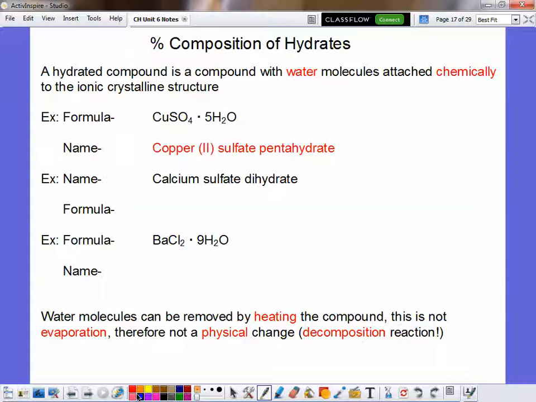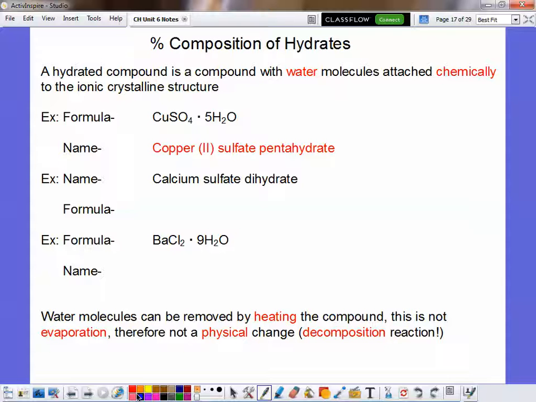So a hydrate is an ionic compound that has water molecules chemically attached to it. In the lab that you're going to be doing, you're going to be using a hydrate. Now a hydrate is a solid substance. The water's just kind of stuck within the ionic crystal structure, okay?